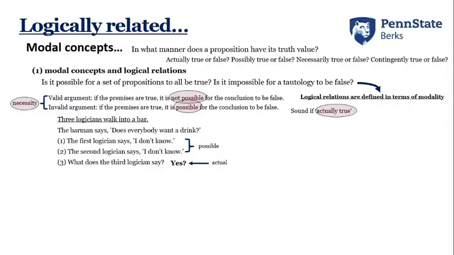So he couldn't say we all want a drink. He can only speak for himself. The second logician still could not know, because even though he may have known what the first logician had to say as an answer, and he knew what he had to say as an answer, he had no idea what the third logician was going to say.